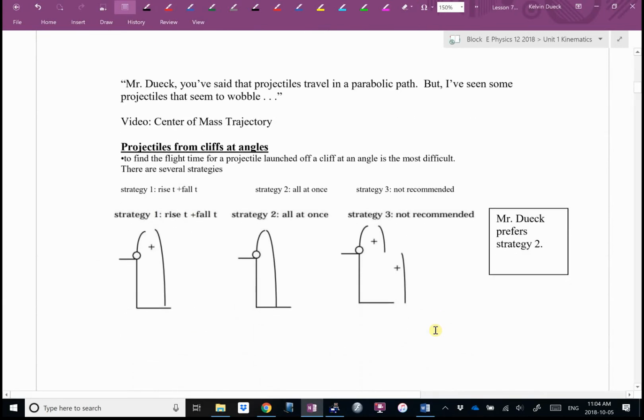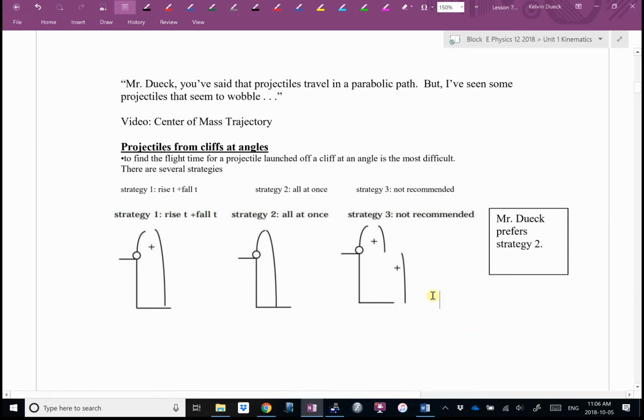Mr. Dueck. What, Misha? You said that projectiles travel in a parabolic path, but I've seen some projectiles that seem to wobble. Put your pencils down and look up.